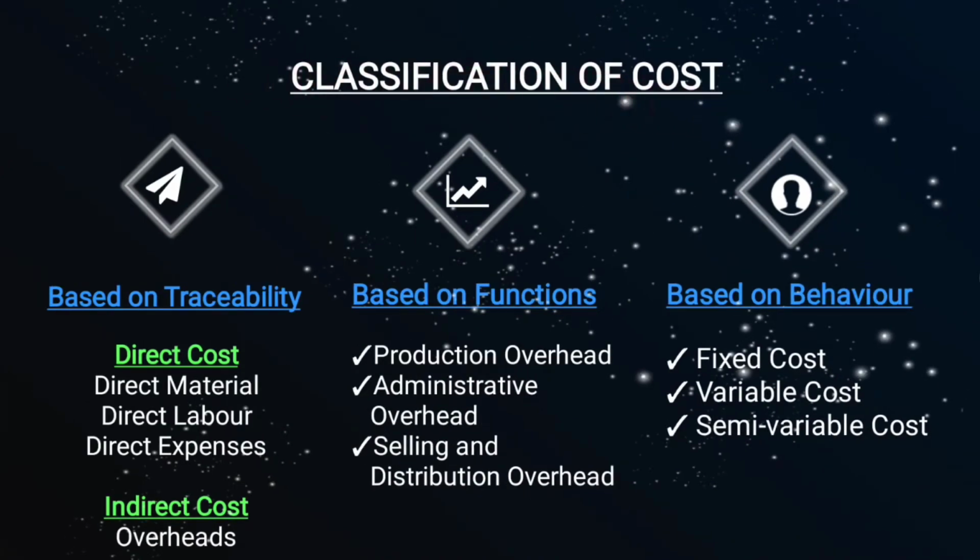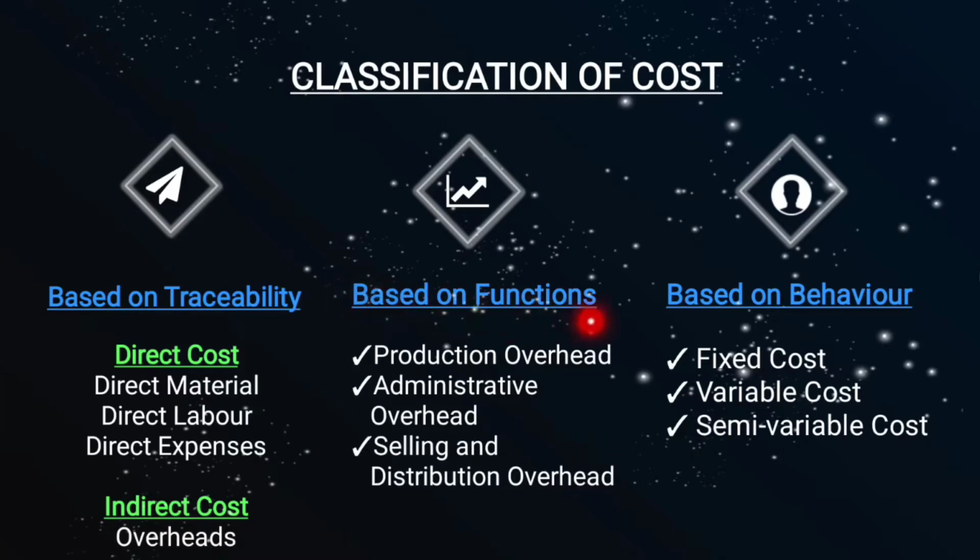Classification of cost. So the cost sheet is classified into three parts, that is based on traceability, based on functions and based on behavior. So the cost which is based on traceability includes direct cost, which includes direct material, direct labor, direct expenses, and indirect cost which includes overheads.